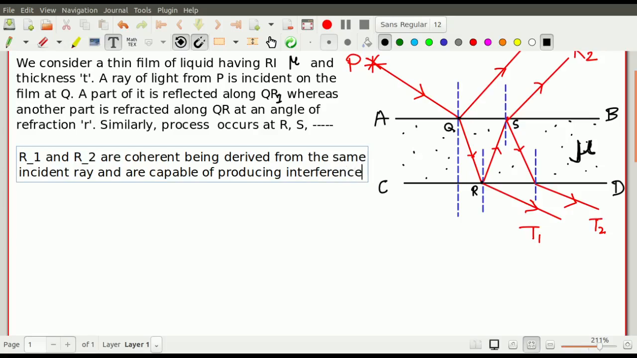And are capable of producing interference. So এখান থেকে interference ও তৈরি হবে. We will calculate the path difference between R1 and R2, because you know that the interference, whether it will be a bright point or a dark point, everything is decided by that R1 and R2. So we calculate the path difference.